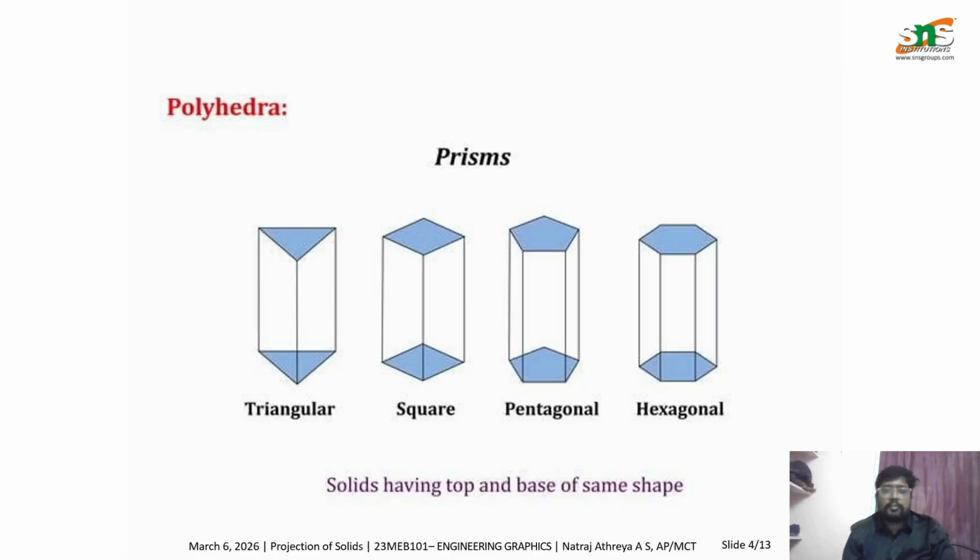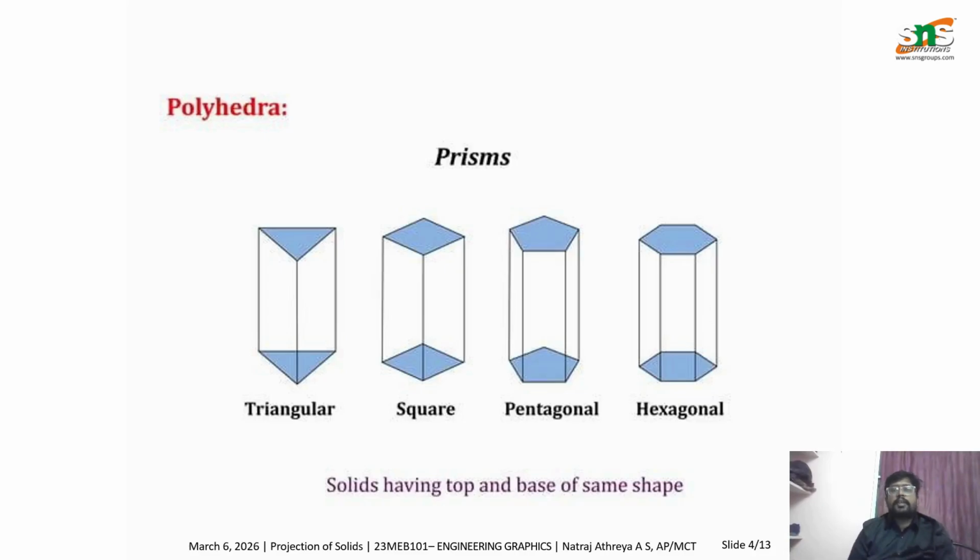Similarly, for a square, the face here is the same, and here also it is the same. Similarly, we have pentagon and hexagon. These shapes we name based on the base shape. Here the base is triangular in shape, so this object is called a triangular prism. This is called a square prism. A square prism is nothing but a cuboid. Similarly, pentagonal prism and hexagonal prism and so on.